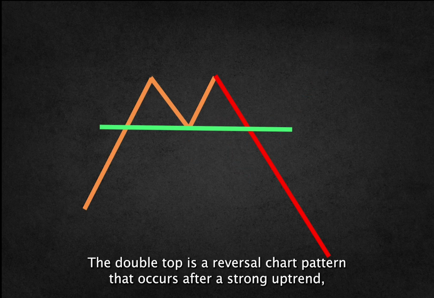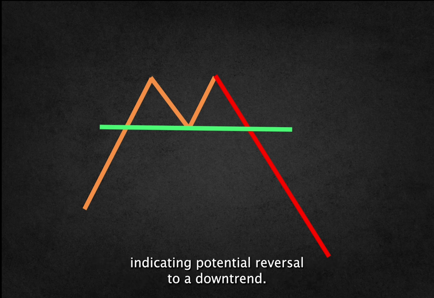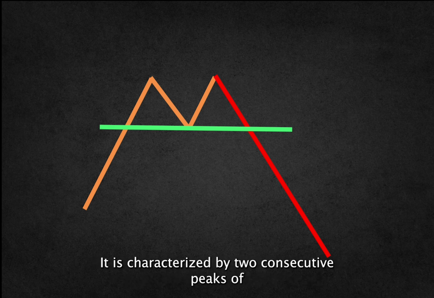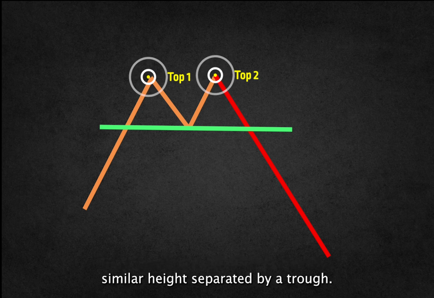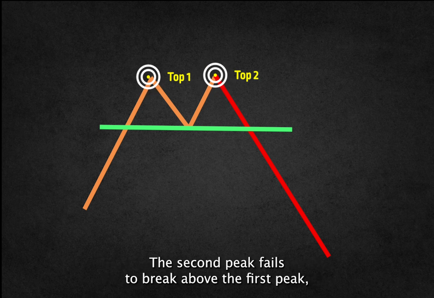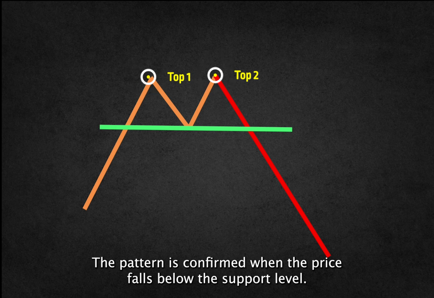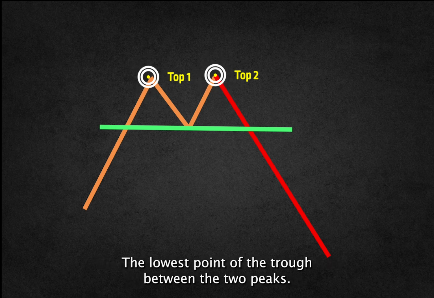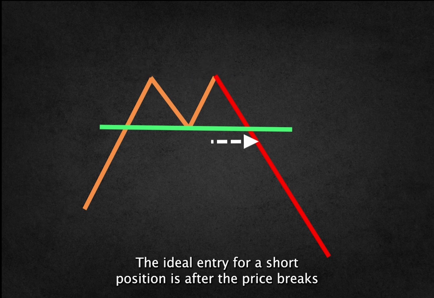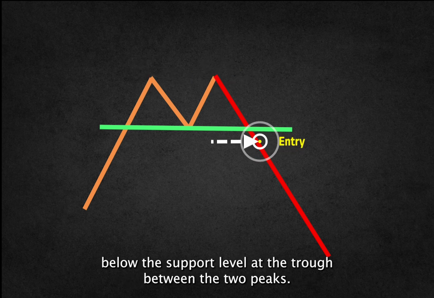Double top. The double top is a reversal chart pattern that occurs after a strong uptrend, indicating potential reversal to a downtrend. It is characterized by two consecutive peaks of similar height, separated by a trough. The second peak fails to break above the first peak, suggesting a loss of momentum and impending reversal. The pattern is confirmed when the price falls below the support level, the lowest point of the trough between the two peaks. Entry point. The ideal entry for a short position is after the price breaks below the support level at the trough between the two peaks.